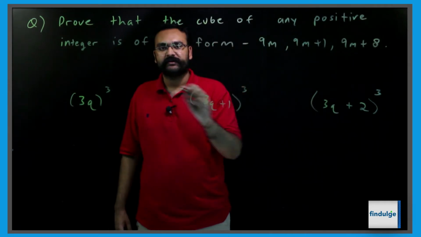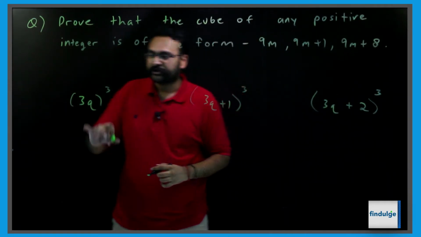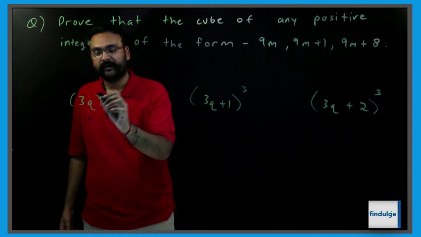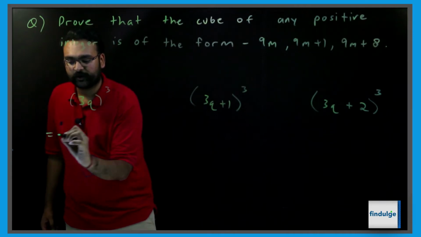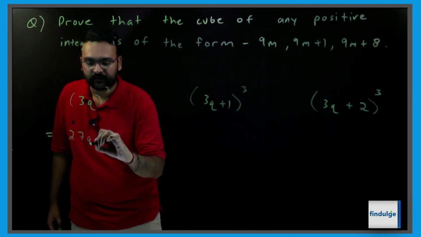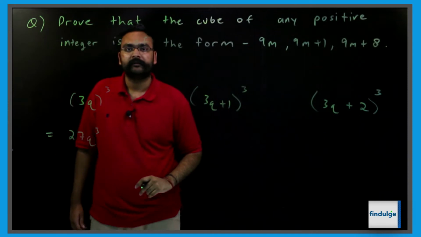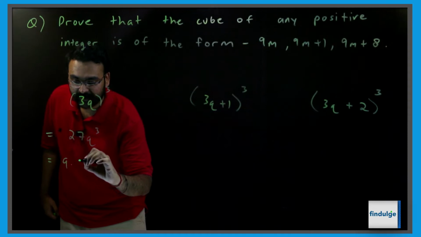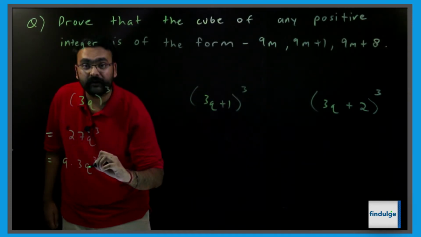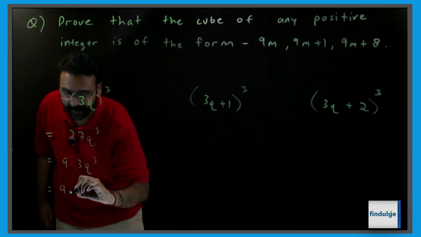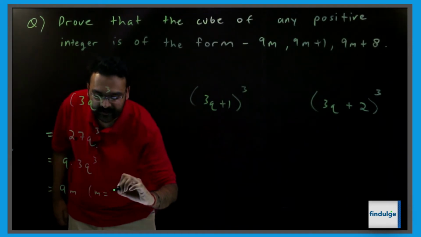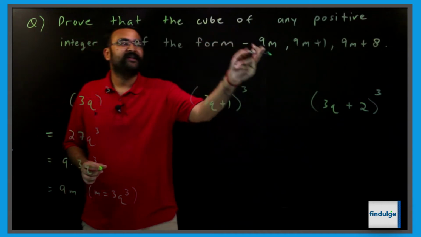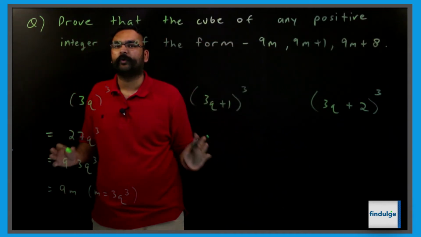So this is of course our 3 integers. Now 3q cubed is very straightforward: 3 cubed and q cubed. So this is equal to 27q cubed. Observe, this can be rewritten as 9 into 3q cubed, which is nothing but 9m, where m is equal to 3q cubed. As I said, we don't care about what m is, what q is, what p is.